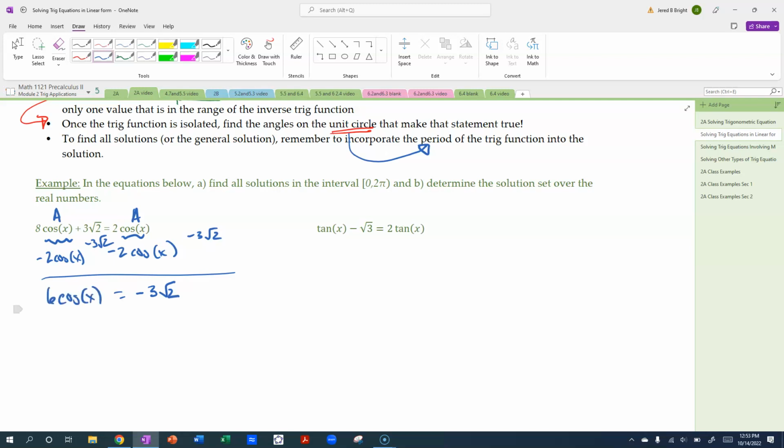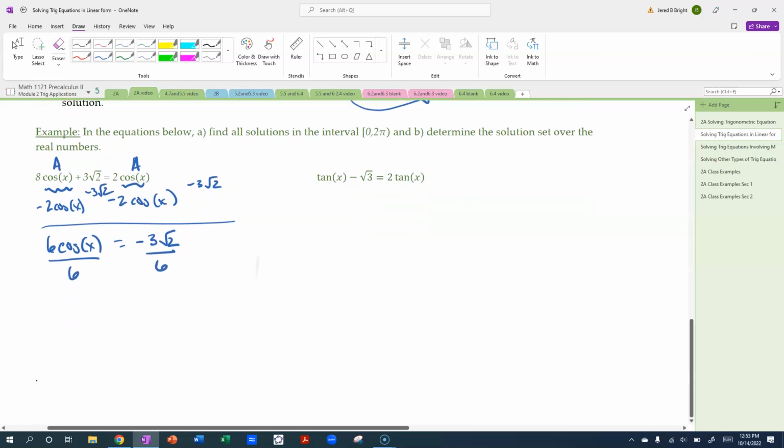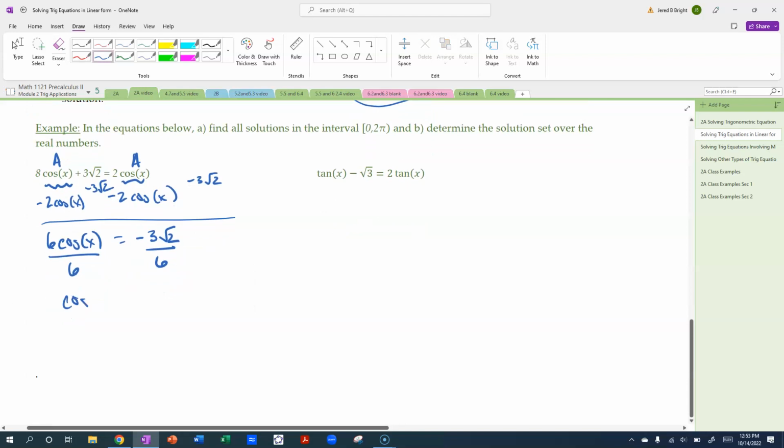Okay, and I want the trig function isolated, so I need to get rid of its coefficient. Divide by 6. Cosine x is equal to negative square root of 2, reducing those gives me over 2. Okay, and now this is where I have the trig function isolated.